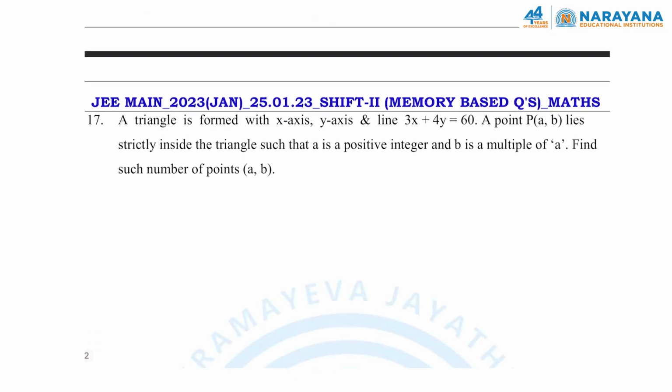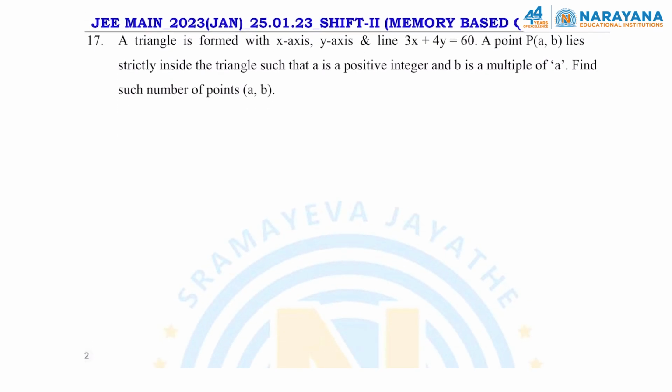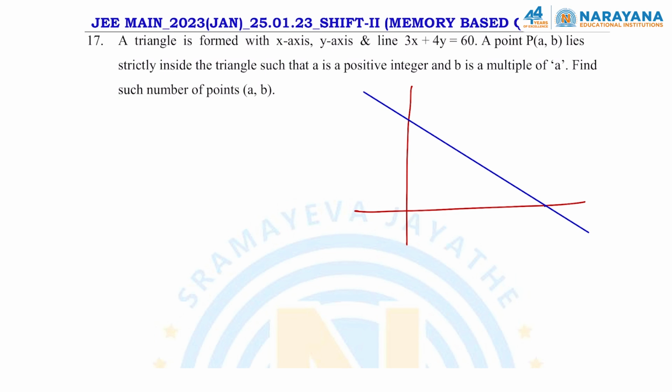So next question. A triangle is formed with the x-axis, y-axis and the line 3x plus 4y equal to 60. So if you draw the figure, this is the coordinate axis, this line will be like this. This line equation is 3x plus 4y equal to 60. So when I put y equal to 0, this point is 20 comma 0, and this is 0 comma 15.